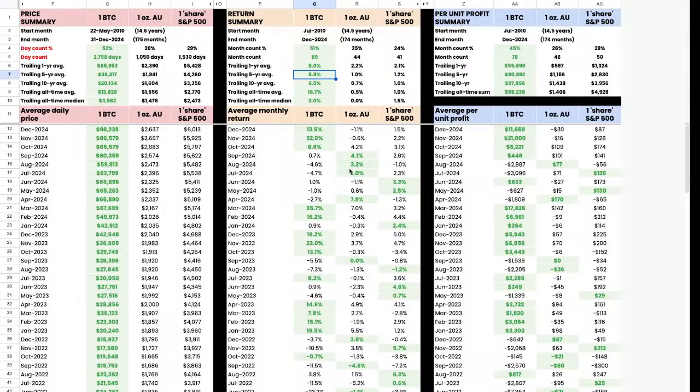Let's go back 5 years and average these monthly returns. These are monthly averages: 5.8% for Bitcoin. Gold, 1% average. S&P 500, 1.2% per month on average.